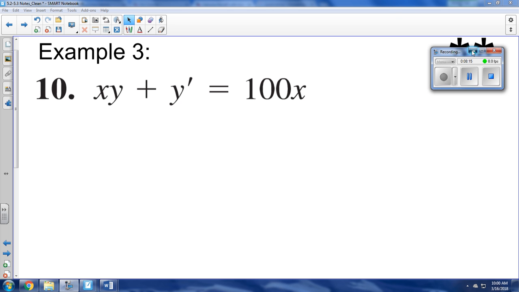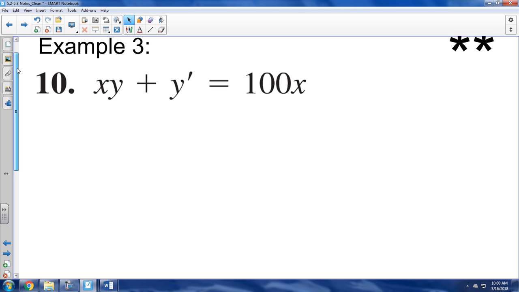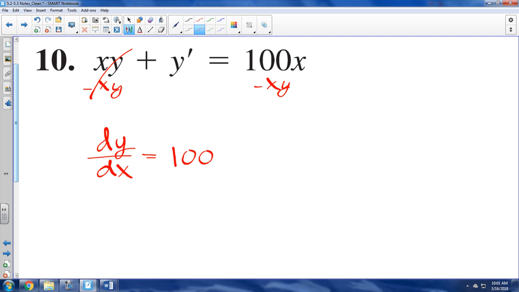All right, so hopefully you have tried this problem. The first thing, and I'm hoping that a lot of you just went ahead and subtracted xy from both sides. So you now have dy dx. I'm going to go ahead and change that over to dy dx. We said that this is an ugly notation, like all class, but it's very useful. It's called Leibniz notation.